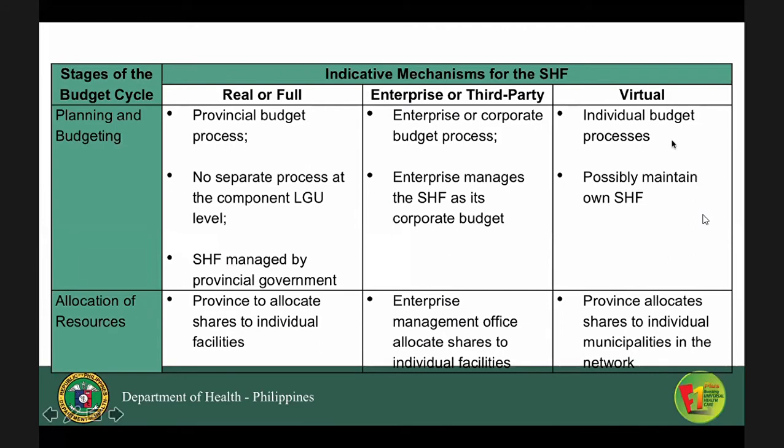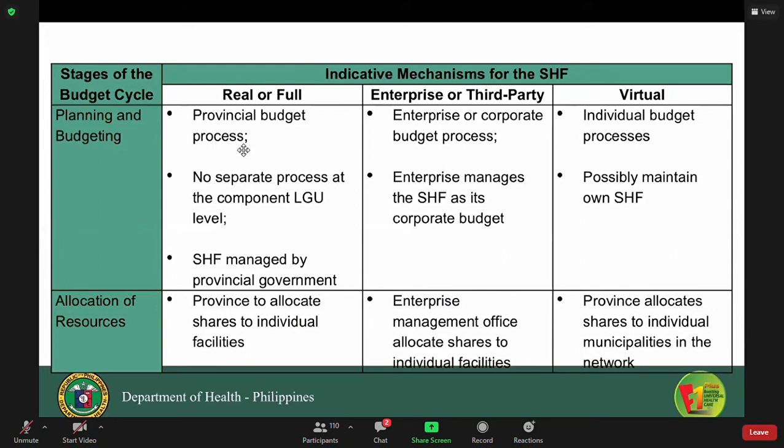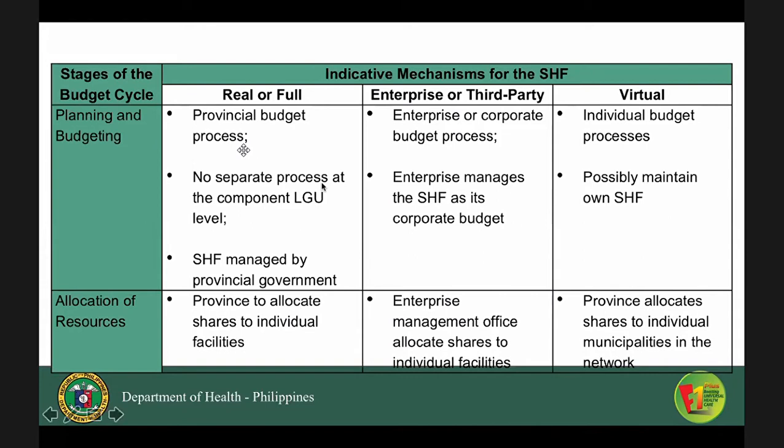Pagdating naman sa virtual, kasi may ano yun, sabi nila, yung real or full enterprise or virtual, ano lang siya, kumbaga, yung nakikita mo na mga books of accounts, no? So, there will be a network, no? Network ng mga facilities, possibly if they can maintain their own special health fund. And the allocation of resources, the province or the highly urbanized city allocates shares to individual facilities. For example, tertiary, ilan ang ibibigay doon? Since all private will only accommodate 10%, maghahati-hati yun. But if you go for an enterprise, there will be a management office that allocates to individual facilities. Pag sinabi mo namang virtual, parang meron lang nagse-set up na hindi naman siya enterprise, the province allocates share to individual municipalities in the network.